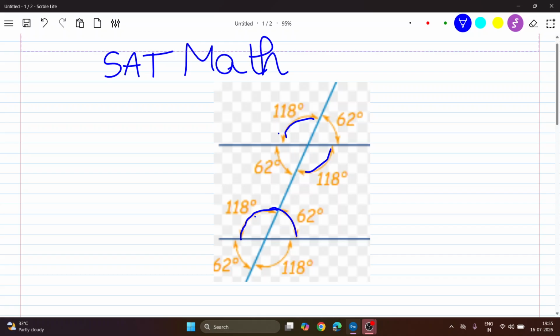You have this, then again you have a corresponding angle, and here you have a corresponding angle again, and then you have supplementary angles, and then opposite angles, and then again opposite angles. So that's all about angles, okay?